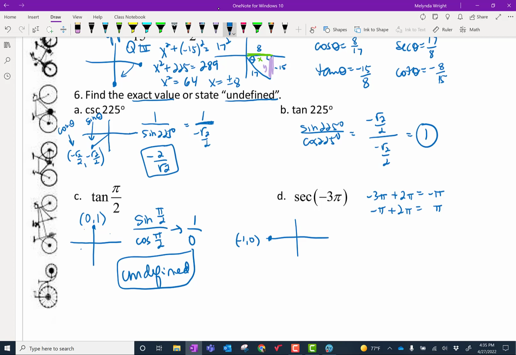All right, so let's remember what secant is. What is secant? So secant of negative 3 pi is the same as 1 over cosine of negative 3 pi, which negative 3 pi is a coterminal angle with pi. So we can just look at those coordinate points. So we have 1 over, let's see, cosine is a negative 1. So that reduces to negative 1. Okay, and that finishes up our lesson for today.